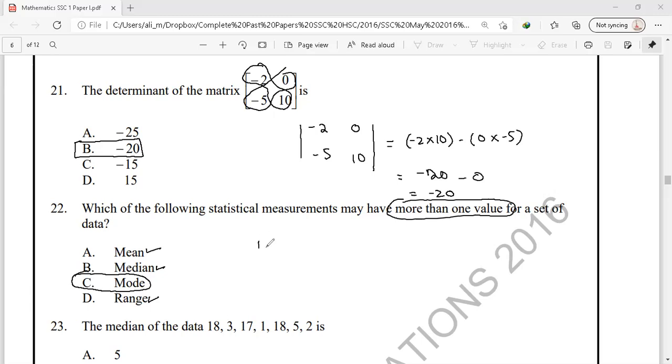For example, we have the data 1, 3, 5, 1, 5, 0 and 2. As we can see, the most repeated values are 1 and 5. So the mode of this data would be 1 and 5, because both terms are repeated the same number of times. Similarly, we can have two or more modes for any given data. So option C, mode, is the correct answer.